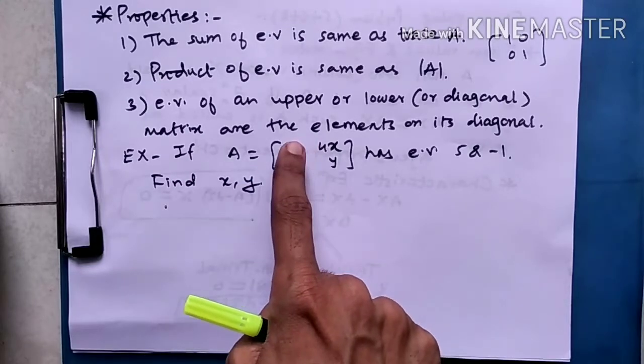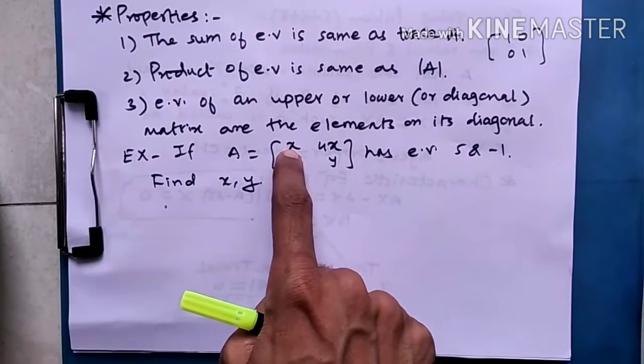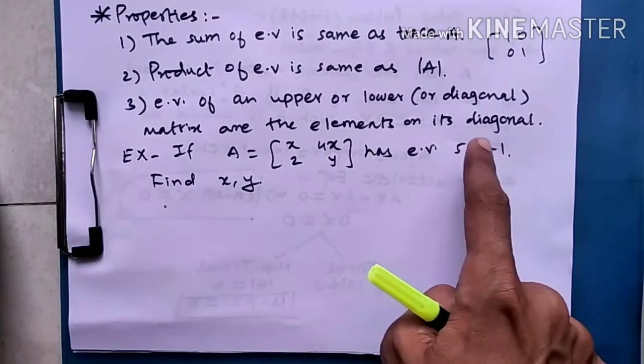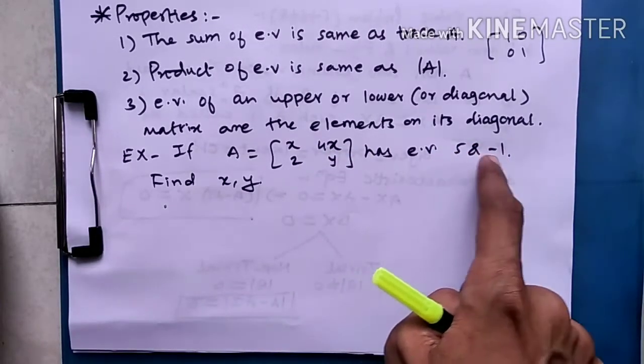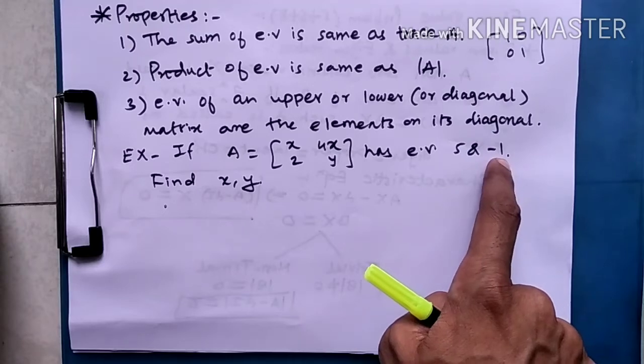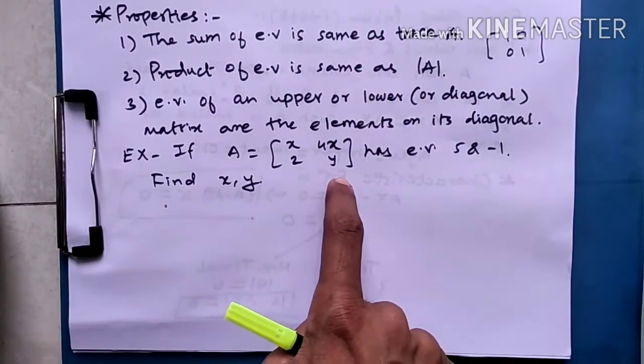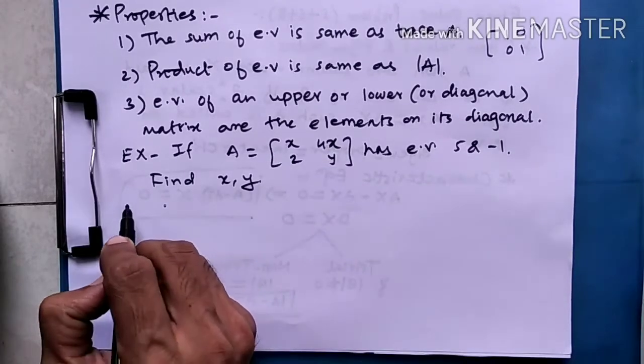So you can observe that given matrix involves x and y. So we have to just assign them some numbers. And it is given that matrix is having these eigenvalues 5 and -1. So only just using first two properties we can easily find x and y here. So just see the solution.